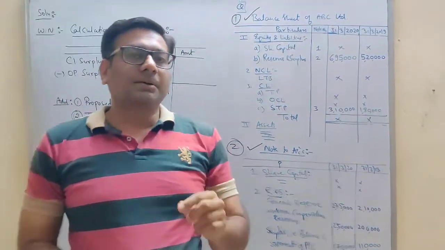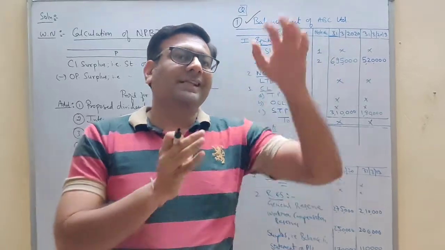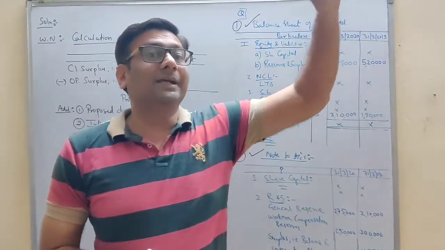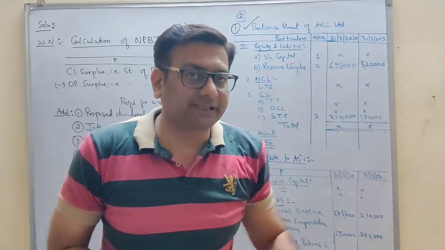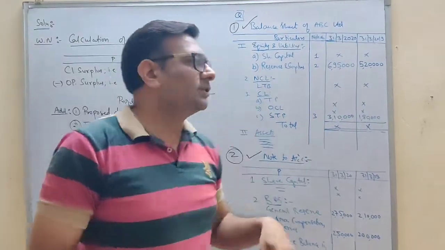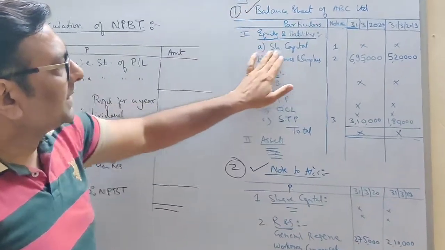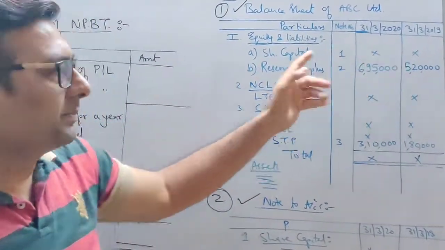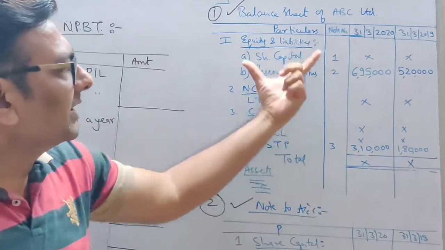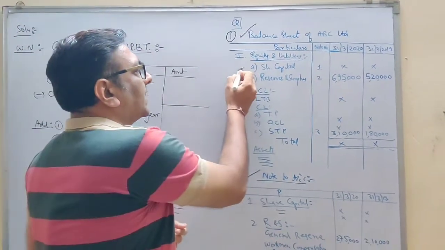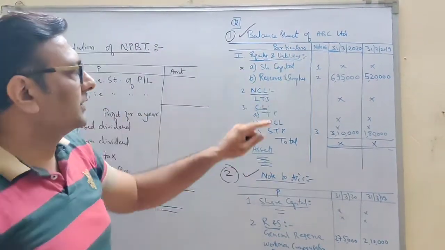Where are we going to use this amount? We use this in the cash flow statement in the very beginning under the heading operating activity. Let's calculate how we do this. This is equity and liability, share capital. I have not written the amount because for calculation of NPBT we don't require share capital.